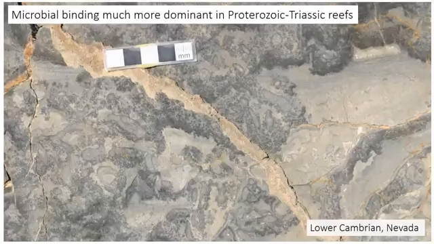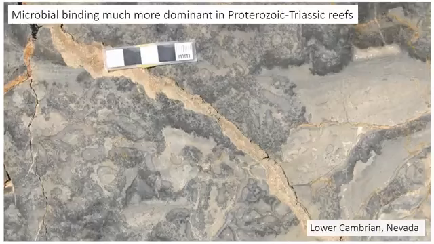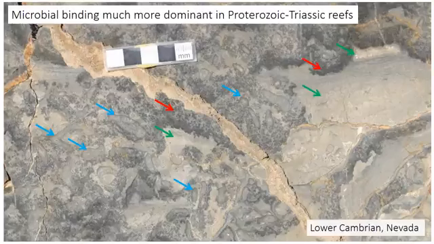So microbial binding was much more dominant in reefs of Proterozoic through Triassic age, and this lower Cambrian reef here contains a framework constructed of a type of sponge called archaeocyathids. So here are some of the archaeocyathids with the circular or cylindrical features in this rock. There is, again, abundant clotted binding by a microbial structure called Renalcis, as well as cavities filled with sediment, as well as with cement at the top of the cavities.